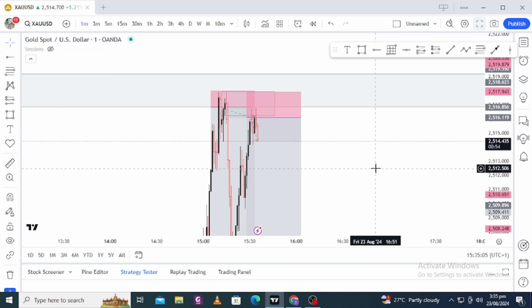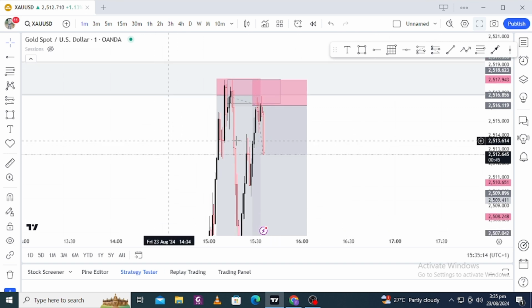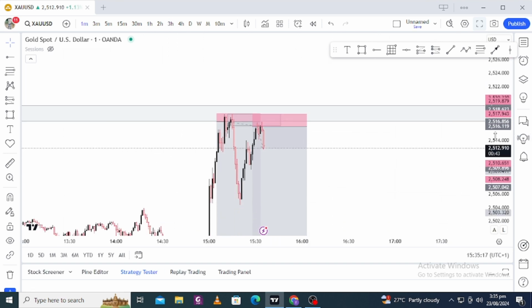Oh man. Oh no. I wasn't able to enter into this trade right here. I was setting it up. Come on. Okay, it's going back up.